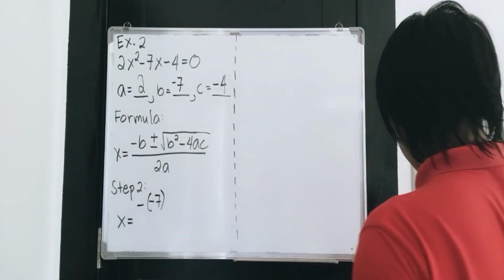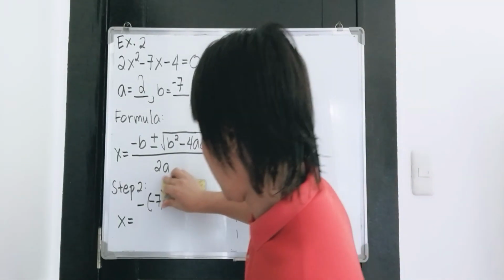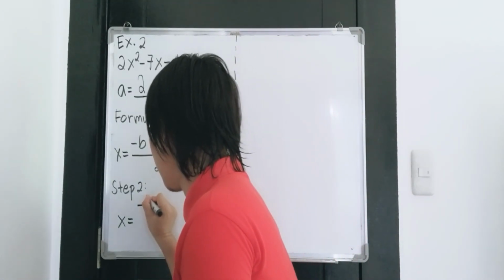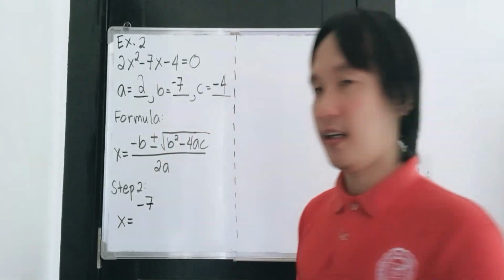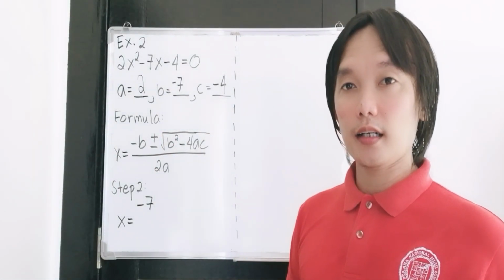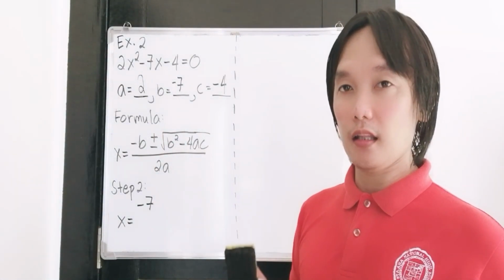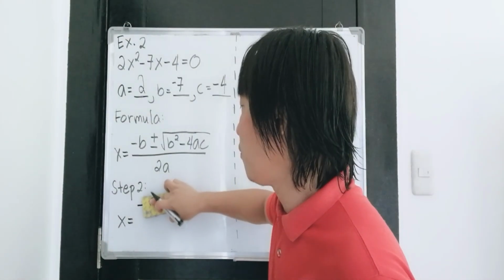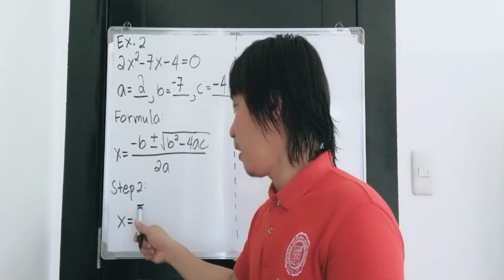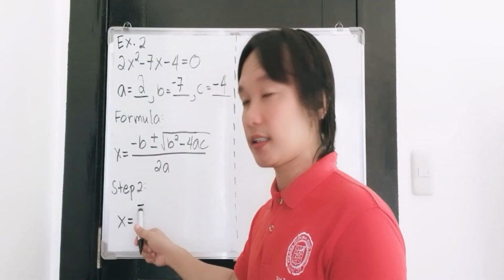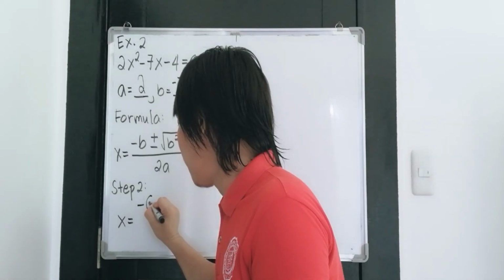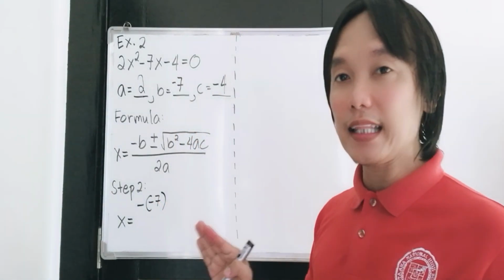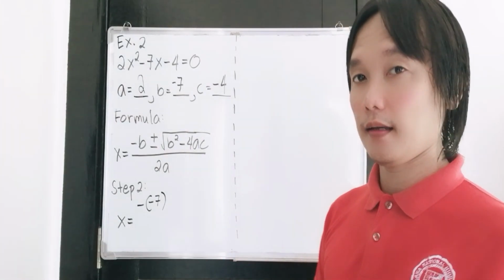Do not write it like this. If you write like this, that is considered that your b is a positive 7. So be very careful with that. So if your b is a negative 7, there should be a negative first, followed by the negative 7, because that is your letter b.